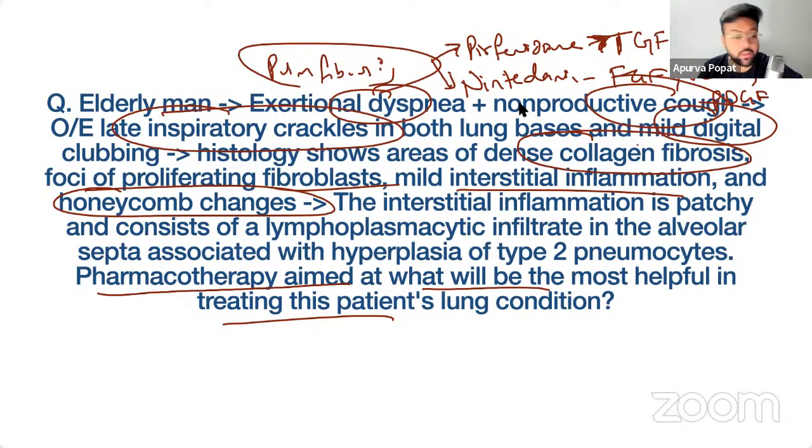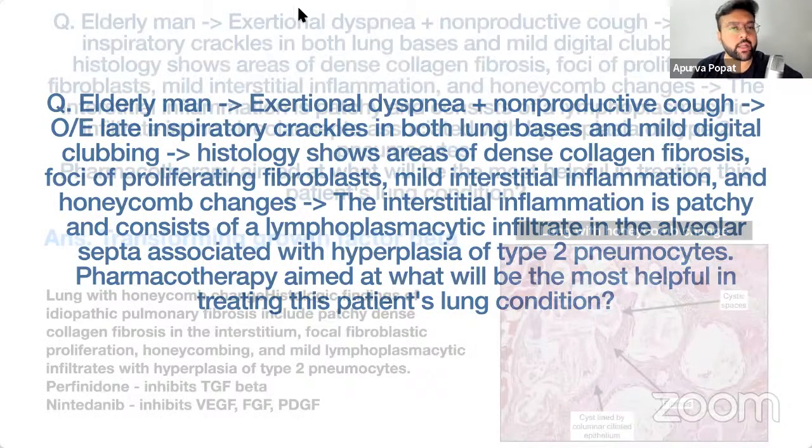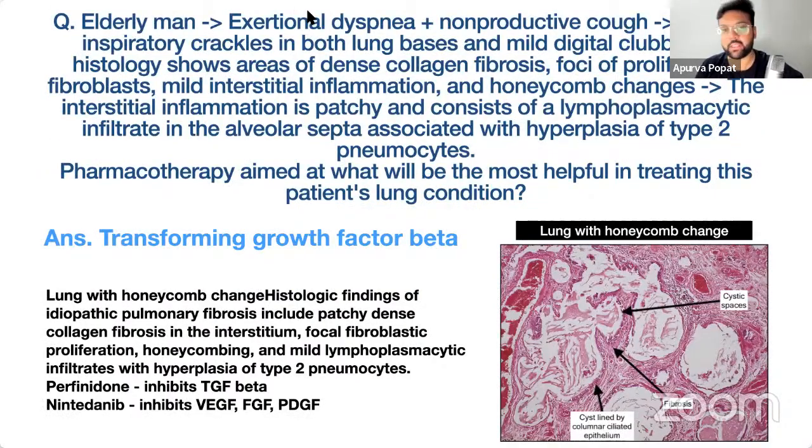Will they cure pulmonary fibrosis? No, they're just preventing. They'll just prevent the progression of fibrosis. Okay, perfect. So you can target TGF beta or FGF or VEGF or PDGF. So based on that, you can give some pharmacotherapy, nintedanib and pirfenidone.